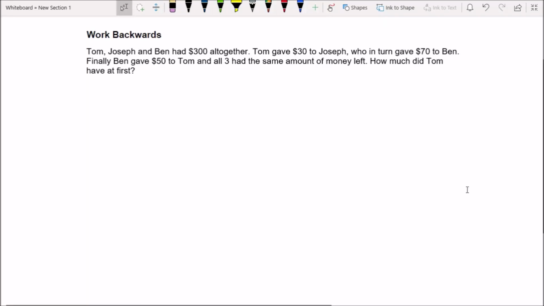For these types of questions, we do not know the values of each person at the start. So we have to begin at the end and try to work our way backwards. Can we figure out the values at the end?